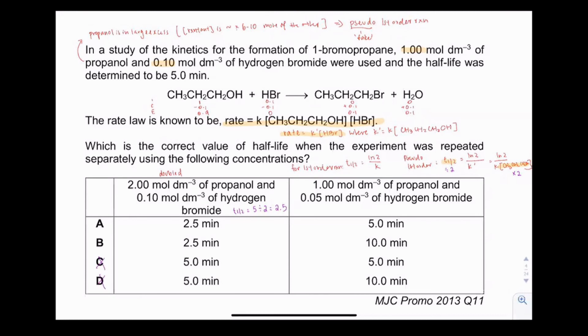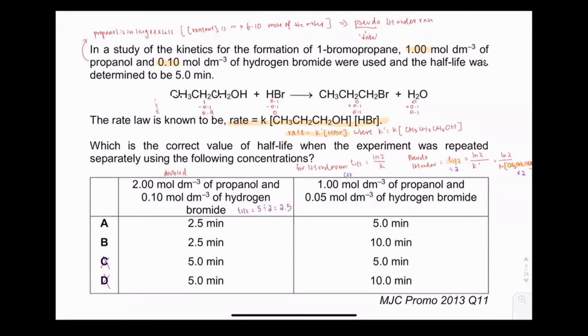Next, 1 mole per dm cube of propanol and 0.05 mole per dm cube of hydrogen bromide. The concentration of propanol remains the same, so this is constant. And the concentration of HBr decreased by 2 times, meaning it halved. However, looking at the equation, you can see that the concentration of HBr has no effect on the half-life. Therefore, the half-life should still be 5 minutes. So the answer for this is A.